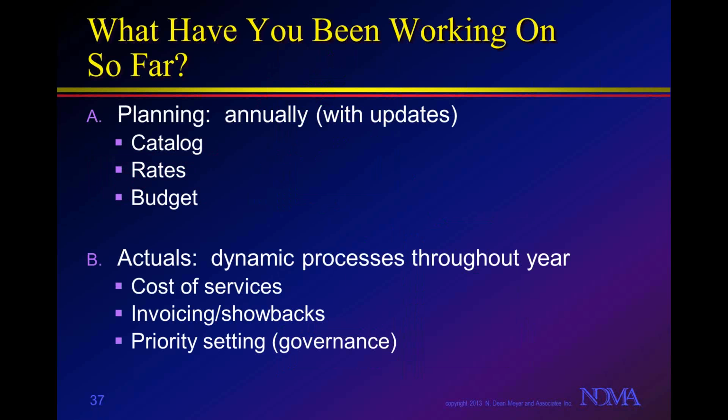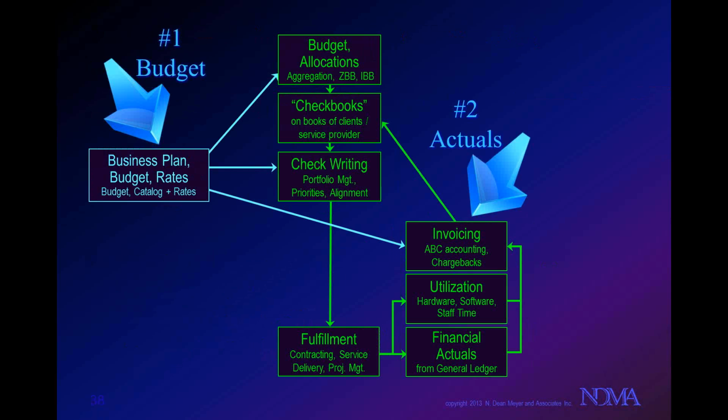So you said 57% A, 80% B. Now, really, where should you start? Note that the blue box, the budget and planning process, is prerequisite to making the green cycle work.